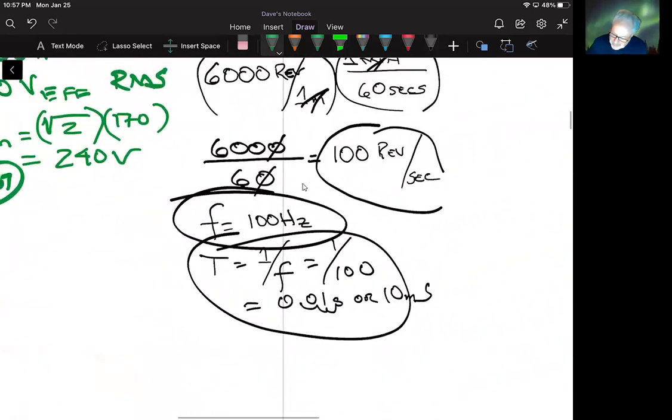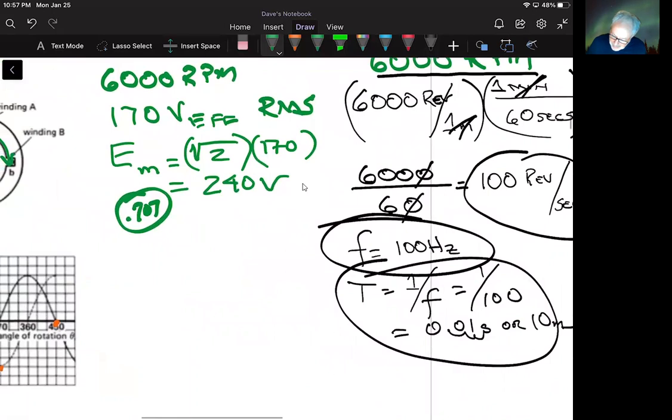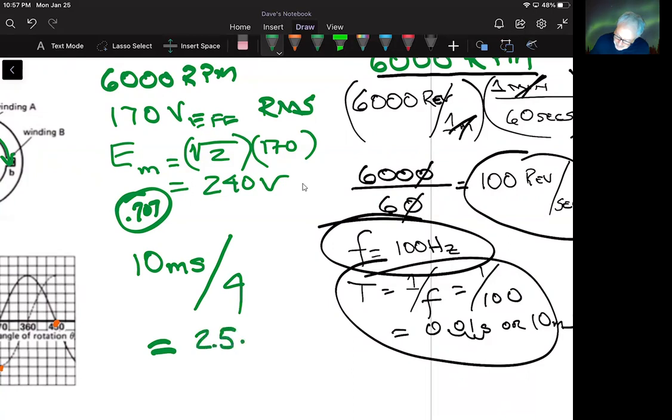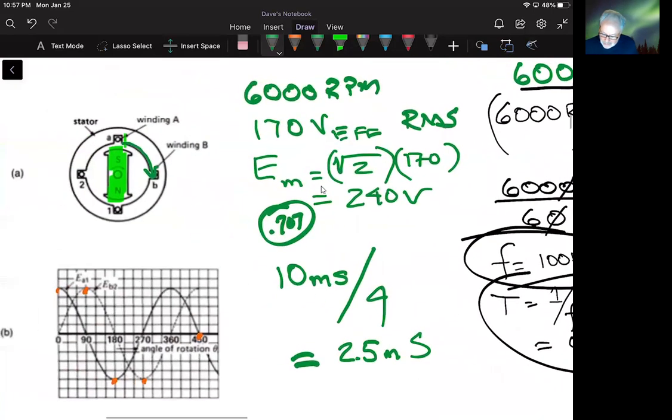No reason to make that overly complicated, but the period of a frequency of 100 hertz is 10 milliseconds. And 90 degrees is 1/4 of that value. So really, just divide that by 4, so 4 into 10 milliseconds, or 2.5 milliseconds would occur for this to rotate through 90 degrees. Okay, that ought to wrap up 8.4.